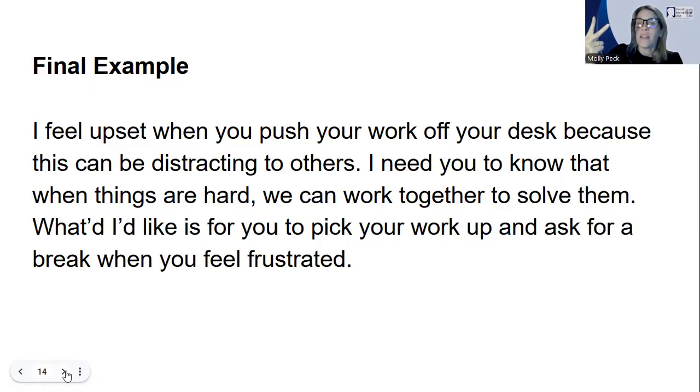All right. The last two pieces. What do I need or what do I value? I need you to know that when things are hard, we can work together as a team here. So there's four. And then lastly, what is our plan moving forward or the request? All right. The request is I'd like you to pick up your work. And then the plan is asking for a break when you feel frustrated.